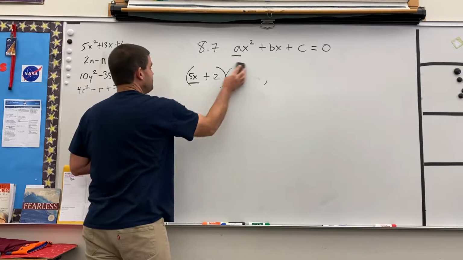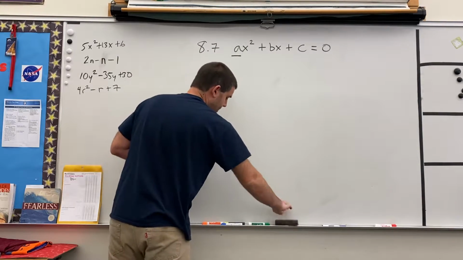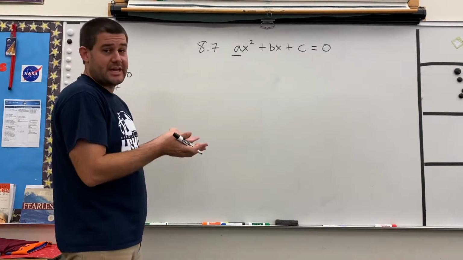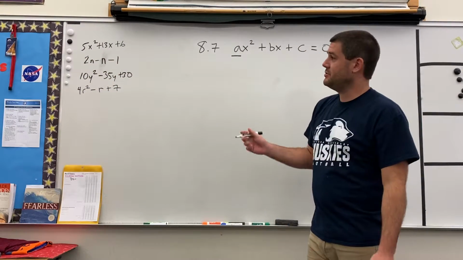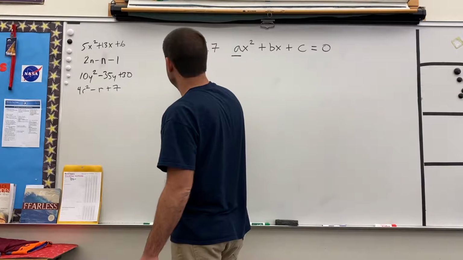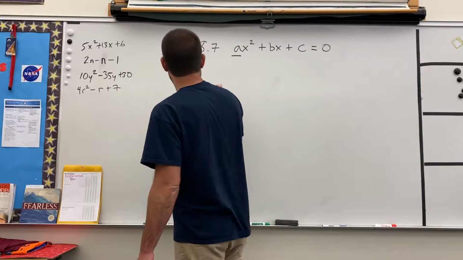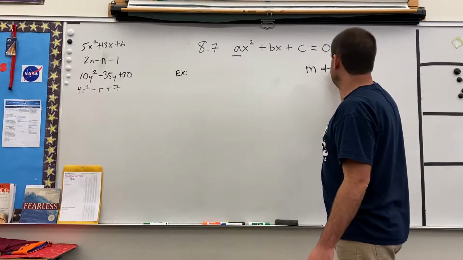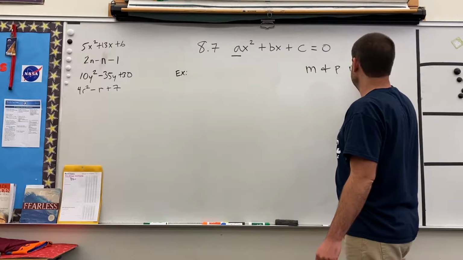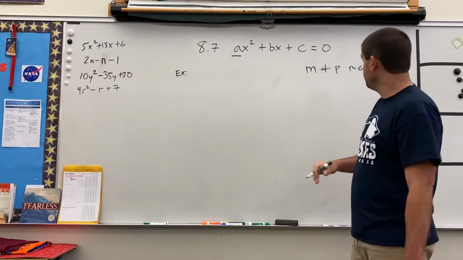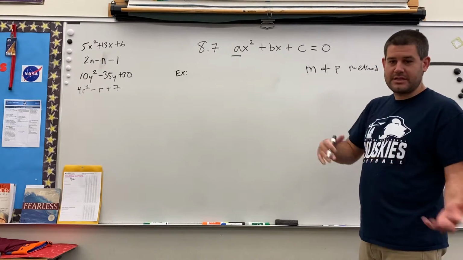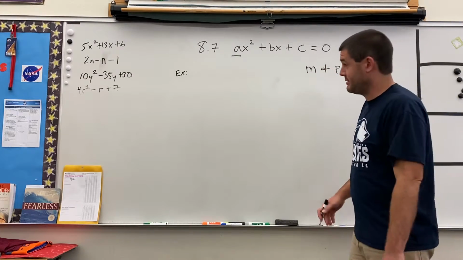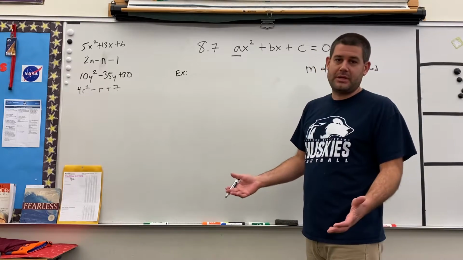Okay, so there's a method to figuring out how these work. You can sit here and guess and check, and that's fine. Or there's a method that usually works pretty nicely. So I'm going to give you an example. This is called the M and P method. They don't necessarily call it the M and P method. They use an M and P in the textbook, so that's why I call it the M and P method.